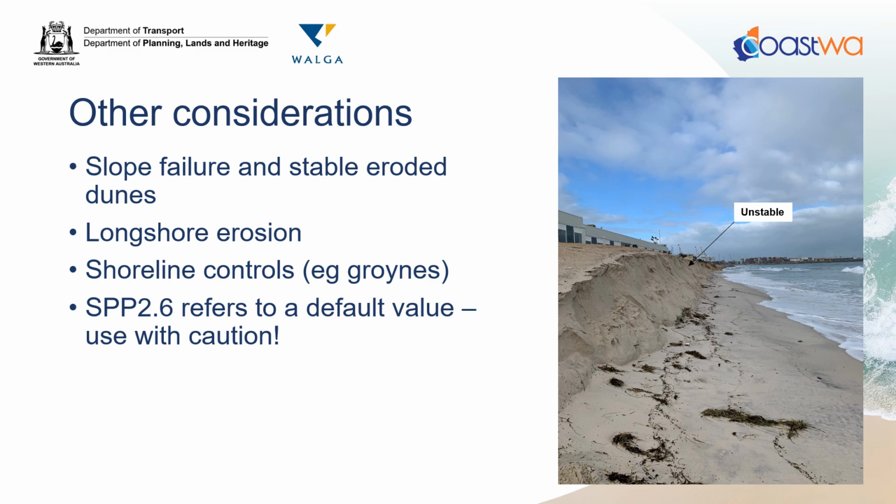We want to make sure we're considering any deficits in longshore erosion during those storm events, and any shoreline controls and the impacts of those, for instance groins or headlands or breakwaters in the area. These all need to be considered in determining our total S1 allowance. As we noted before, SPP 2.6 does refer to a default value of 40 metres. However, this should be used with caution as it's not always conservative.